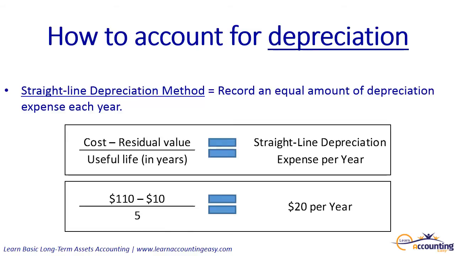We started with the 110. We subtracted the 10 of residual value. So we had $100 of depreciable costs. We divided that by 5 years, and we have $20 per year of depreciation expense under the straight line method.